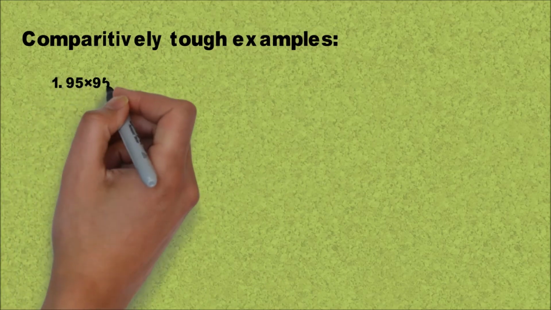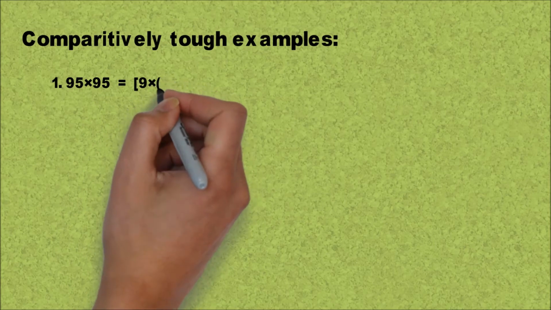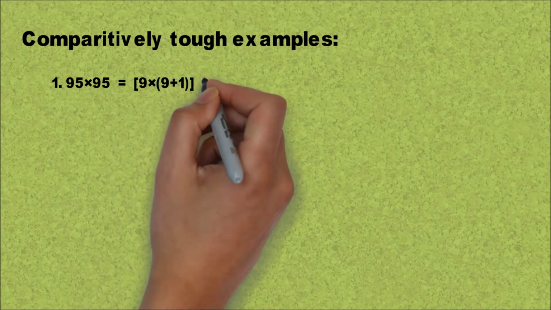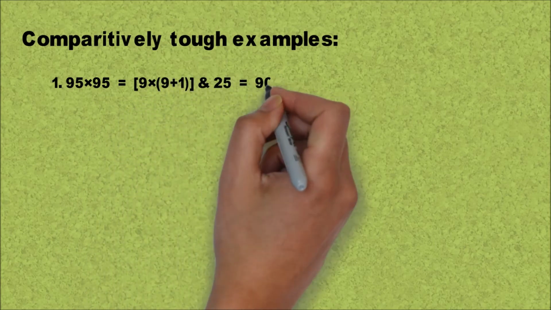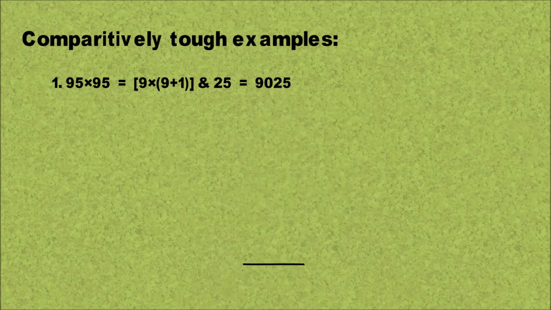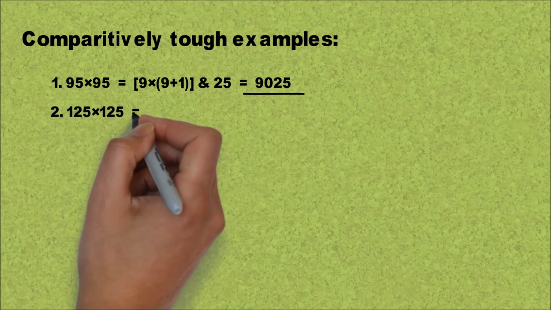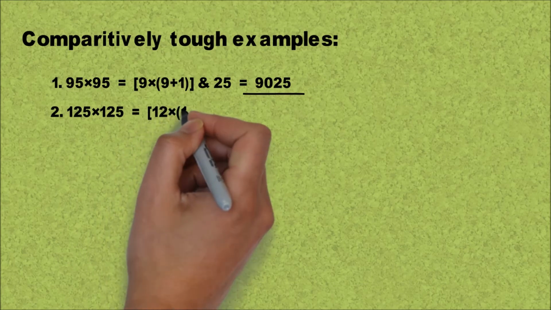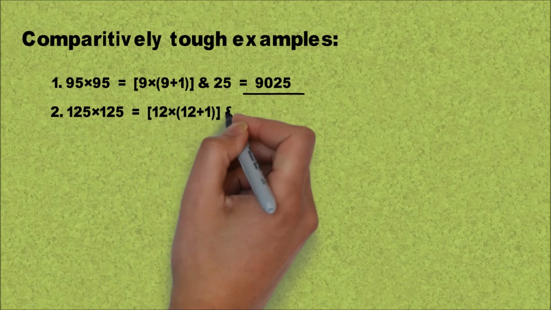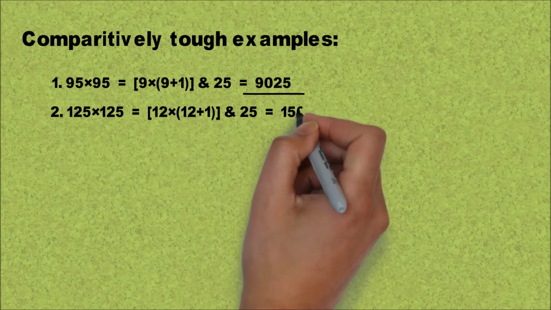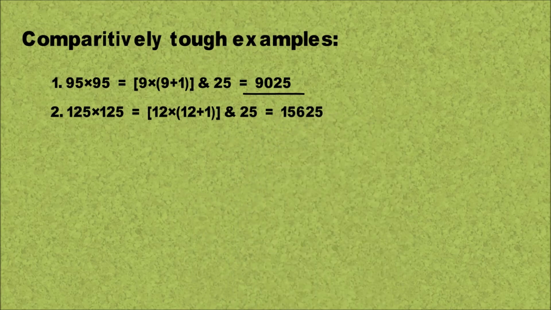95 squared is 9 multiplied by 9 plus 1 and 25. Using the general rule of thumb, it can ultimately be written as 9025. Therefore, the square of 95 is 9025. 125 squared is 12 multiplied by 12 plus 1 and 25. Using the general rule of thumb, it can ultimately be written as 15,625. Therefore, the square of 125 is 15,625.